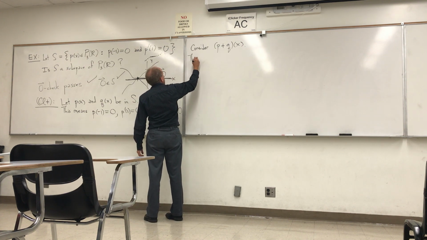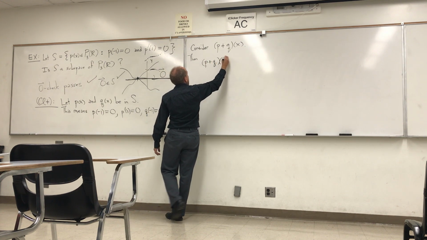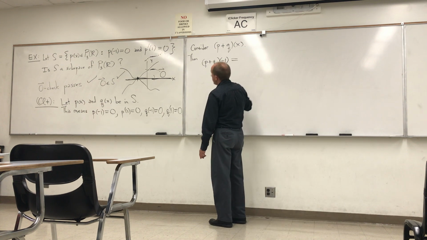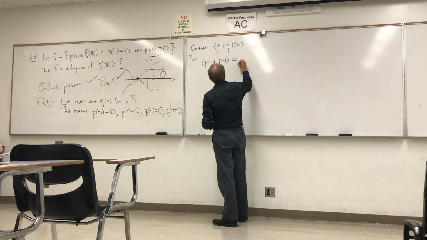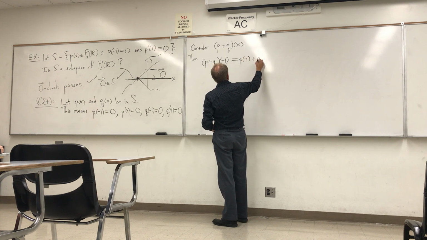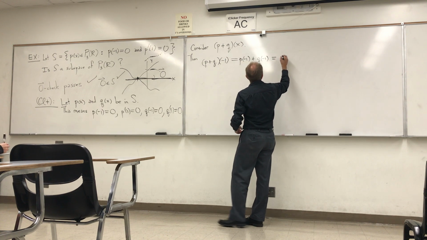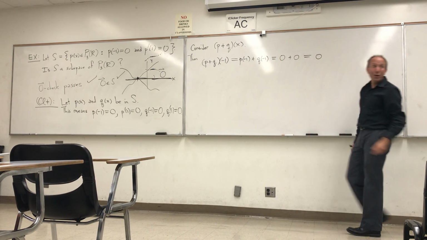We're going to say if I take P plus Q of negative 1, well, you're just simply adding two functions here. This is literally P of negative 1 plus Q of negative 1, which is 0 plus 0, which adds up to 0.